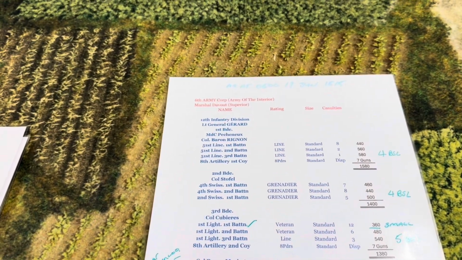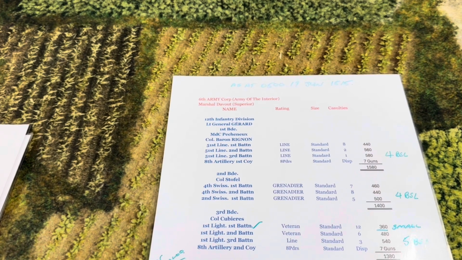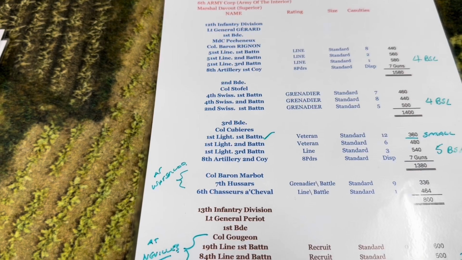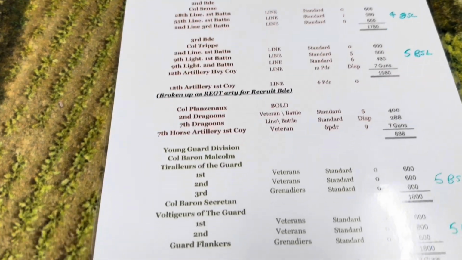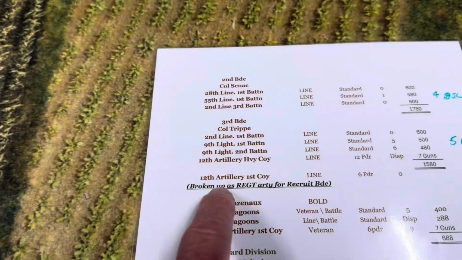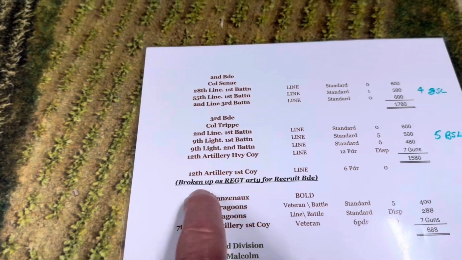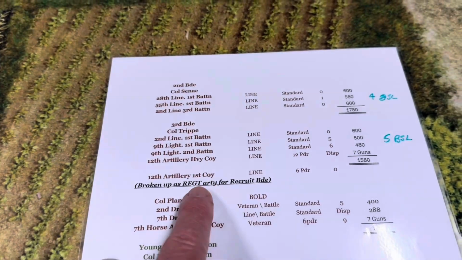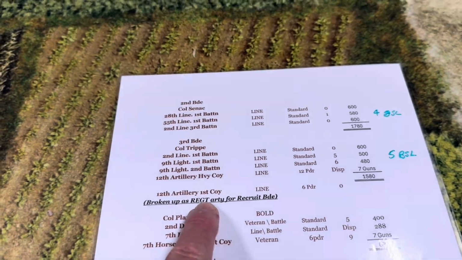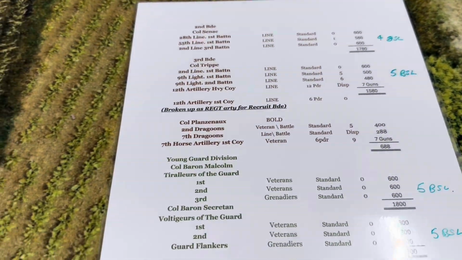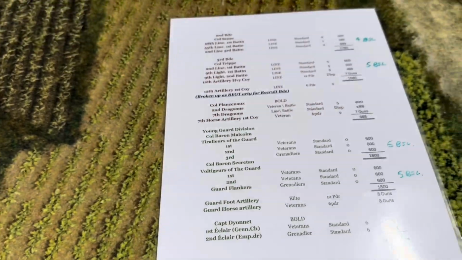So what Davout has at his disposal is the 12th Infantry Division minus the divisional cavalry, the 13th Division minus the 1st Brigade, and then he has the Young Guard. Now, the 12th Artillery 1st Company, originally it was broken up as regimental artillery for the recruit battalion, but it is now here today and is supporting a different brigade. So that's the French troops.